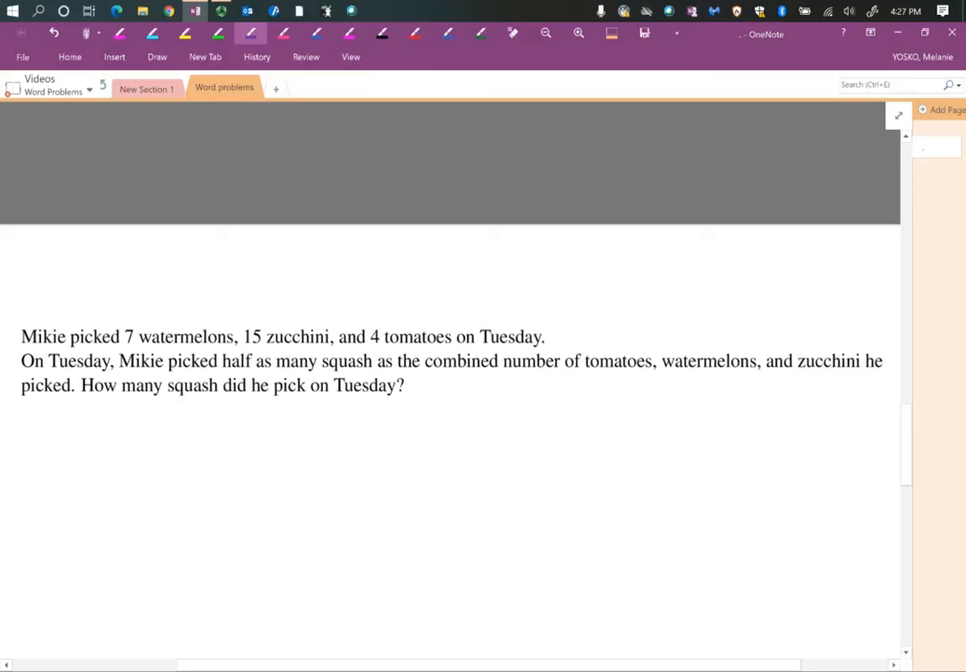Mikey picked 7 watermelons, 15 zucchini, and 4 tomatoes on Tuesday. On Tuesday, Mikey picked half as many squash as the combined number of tomatoes, watermelons, and zucchini he picked. So how many squash did he pick on Tuesday?